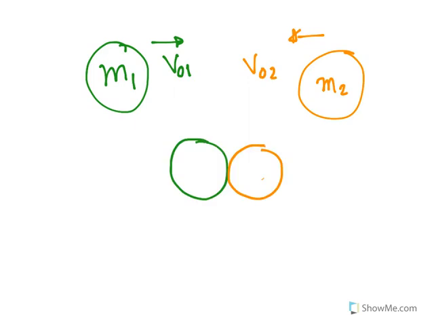Well, mass 1 is going to exert a force on mass 2. This is the force exerted due to 1. But there is going to be an action-reaction pair. This is the force on 1 due to 2, which is in the opposite direction but with the same magnitude. These two are action-reaction pairs. This is due to Newton's third law.